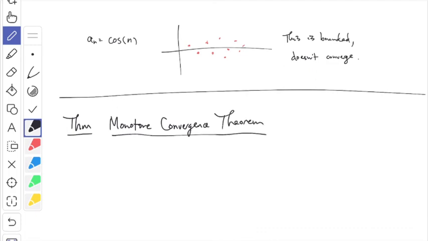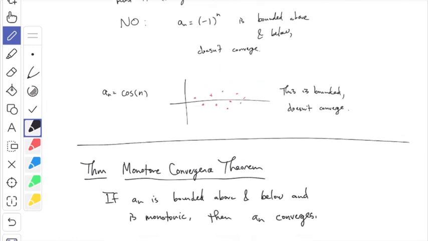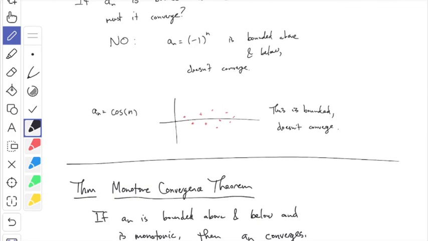And the theorem says if a_n is bounded above and below, and is monotone, monotonic, then a_n converges. All right. These two examples that I just did, they were bounded above and below, but they were not monotone, monotonic, right? Remember, that means either increasing or decreasing.